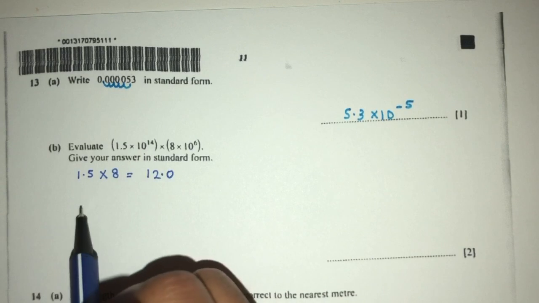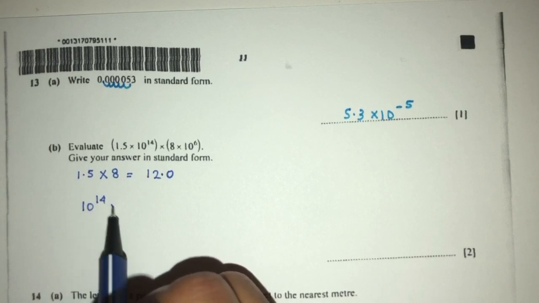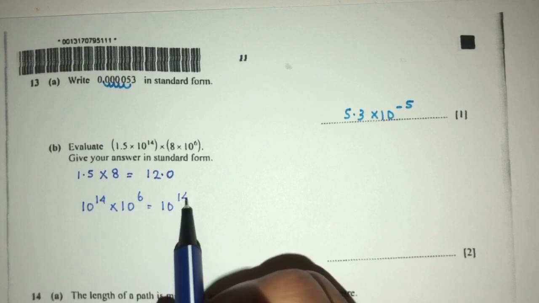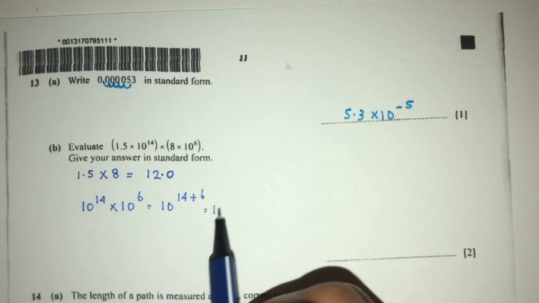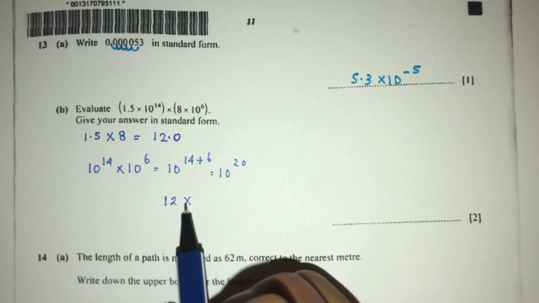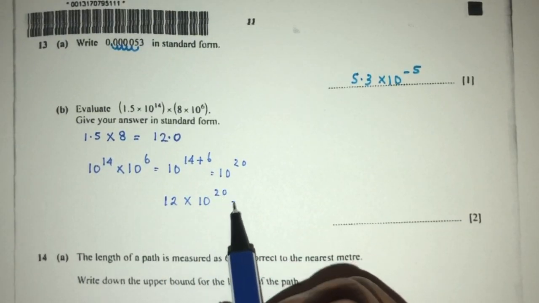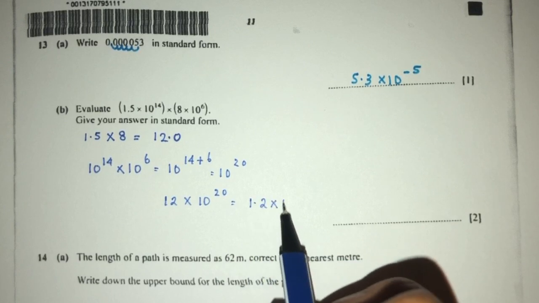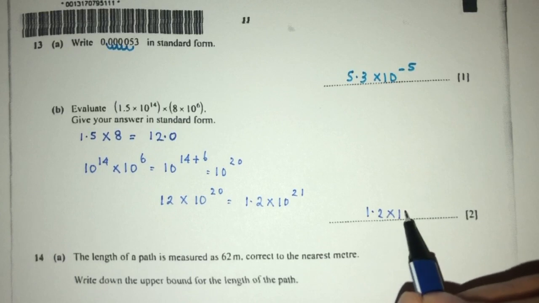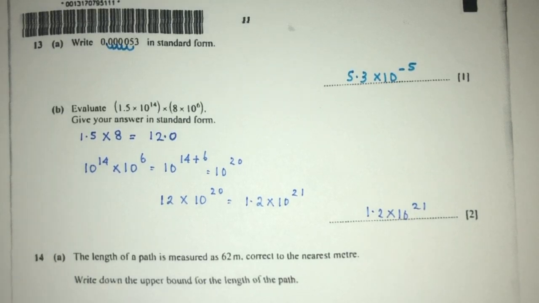Now about this one, here we have 10 power 14 multiplied by 10 power 6. By the laws of indices, that will be 14 plus 6, and that will be simply 20. Right? So you have 12 times 10 power 20, which is 1.2 times 10 power 21 as your answer for question number 13.